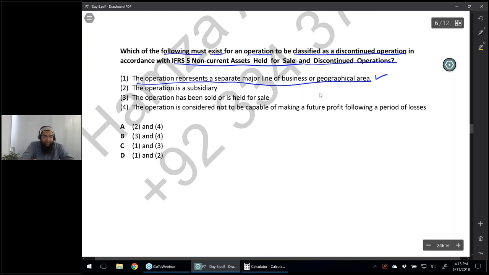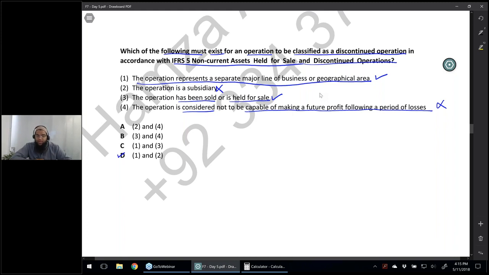The operation is a subsidiary. Is it necessary to be a subsidiary? Obviously not. The operation has been sold or is held for sale. Yes, either it should be sold or it should be held for sale to be classified under IFRS 5. The operation is considered not to be capable of making a future profit following a period of losses. So is it necessary that I'm going to sell a segment which is in losses? Obviously not. I can even sell a segment which is in profits if I'm getting a good amount. So your correct answer is actually 1 and 2, which is option D. So option D is the right answer in this case.